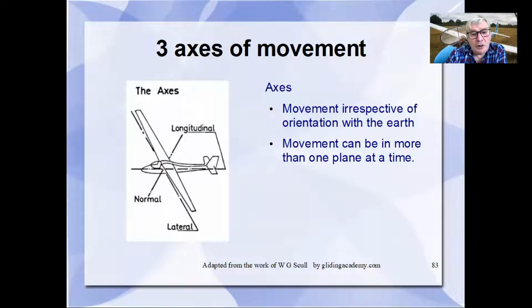So just summarising this, the movement is irrespective of the orientation with the Earth. So all of the axes are in relation to the glider, and the glider can move around more than one axis at any one time. And that's something to remember as well.